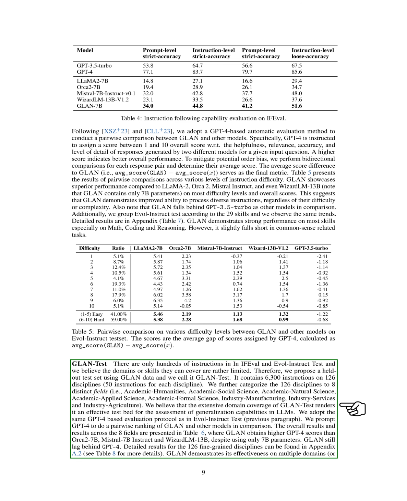The results, detailed in a table in the paper, show that GLAN outperforms several other models, such as Orca 2-7b, Mistral 7b Instruct, and WizardLM 13b, despite all these models having around 7 billion parameters. However, it's important to note that GLAN still falls short when compared to GPT-4. For those interested in more granular results, we've included detailed performance data for the 126 disciplines in the appendix.